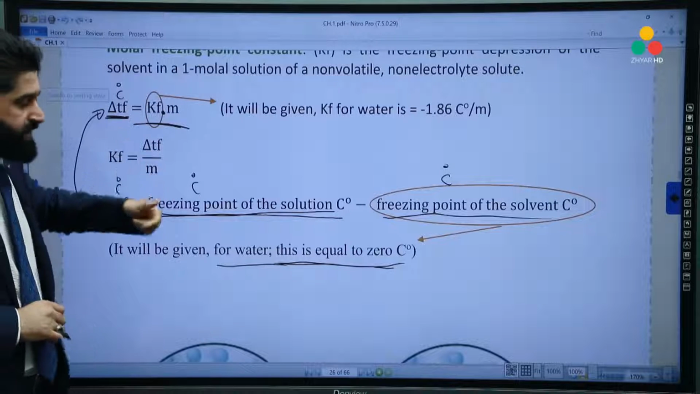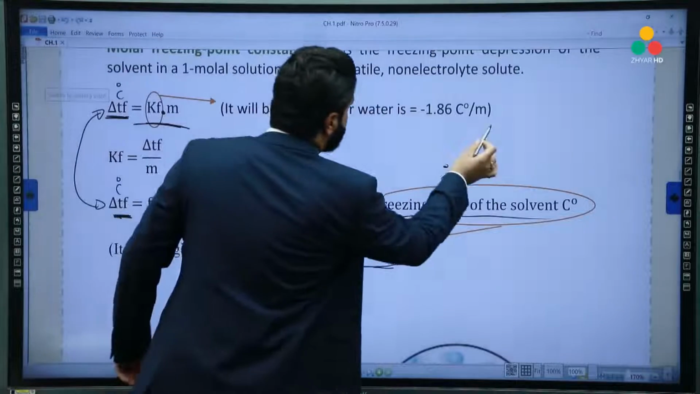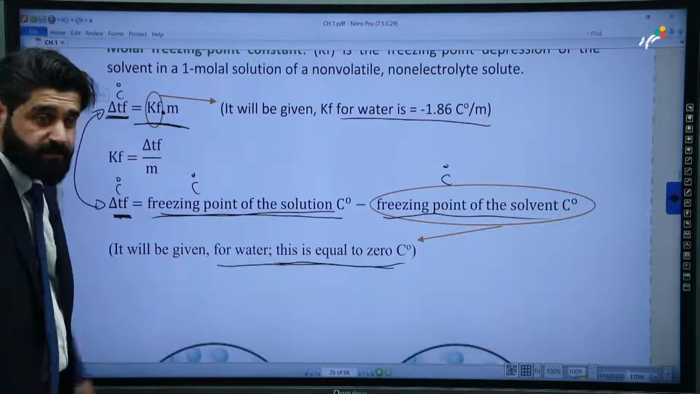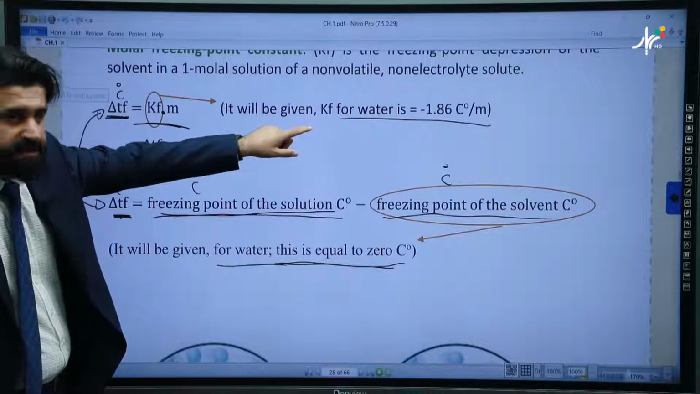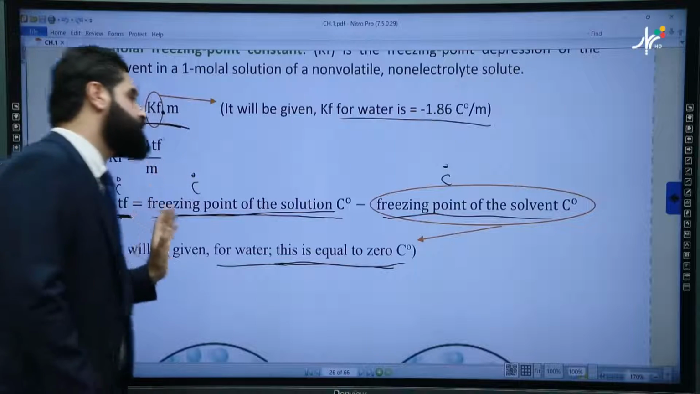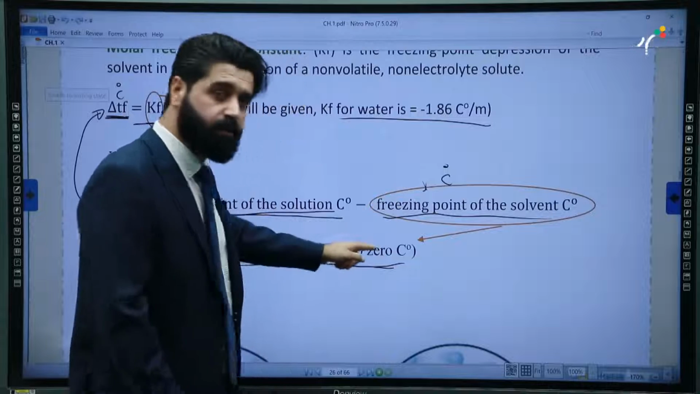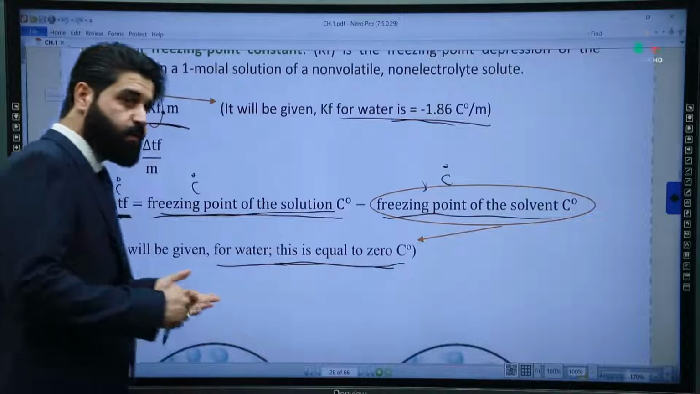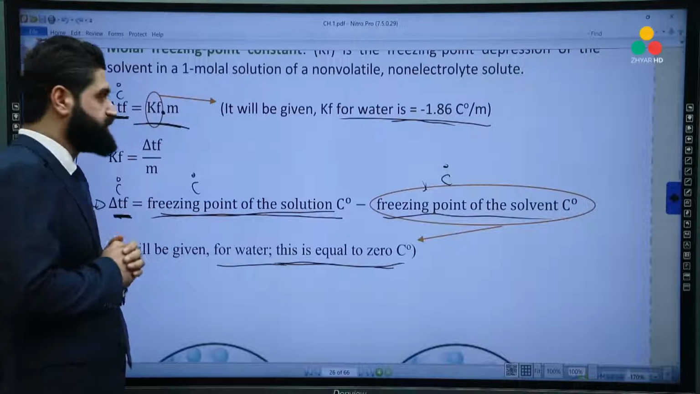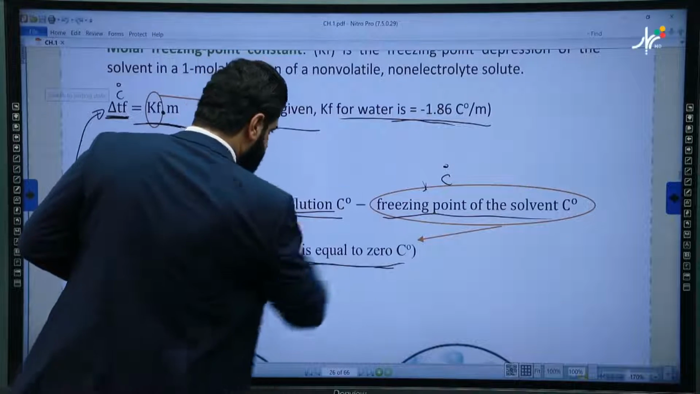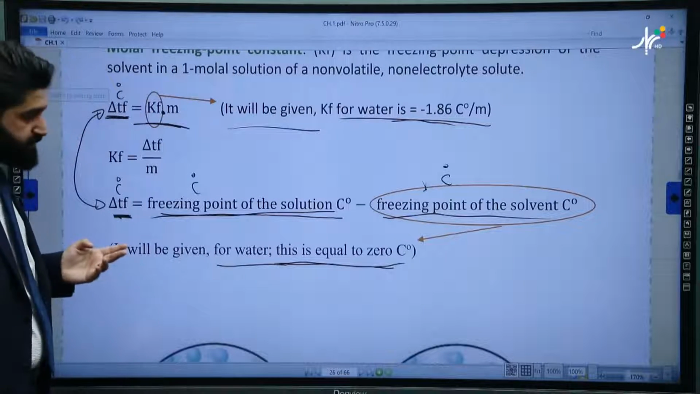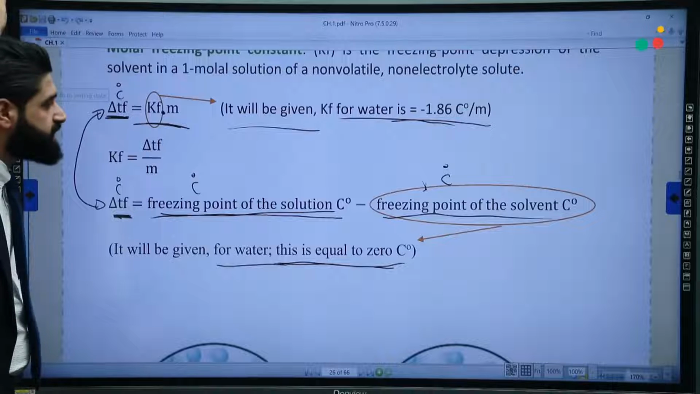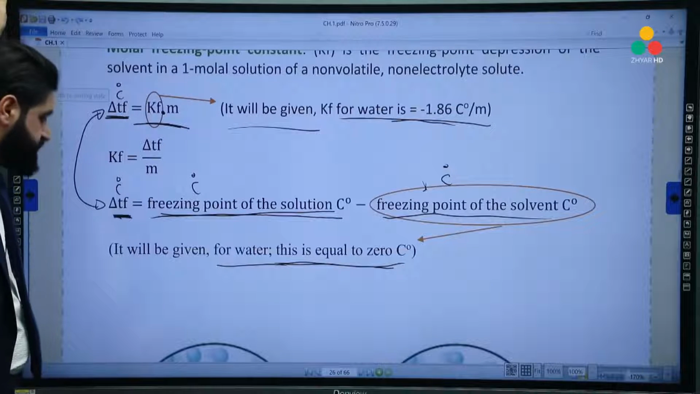KF is the molar freezing point. Again, if it's water, you have to know the molar freezing point is negative 1.86. Don't forget this number, it's very useful. So if the solvent is water, the freezing point of the solvent is 0 and KF is negative 1.86. But if the solvent is not water, it must be given, also if they are not unknown. Those are the equations for solving any mathematical questions about freezing point.